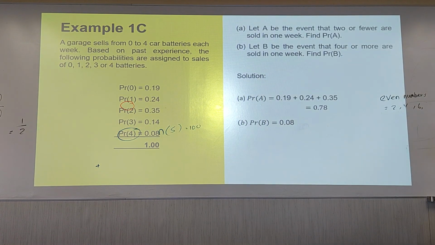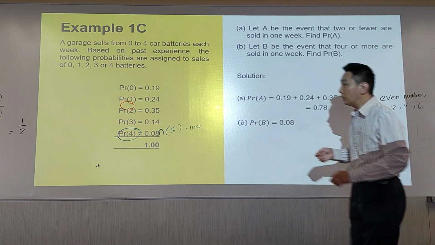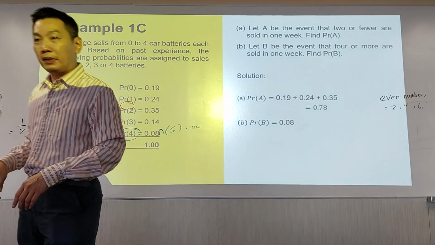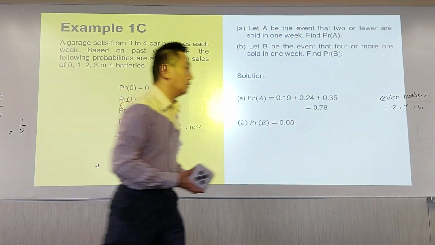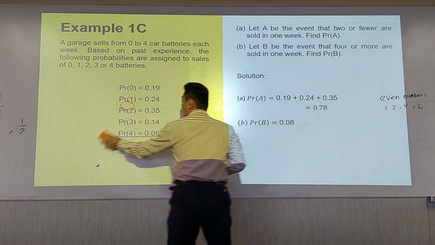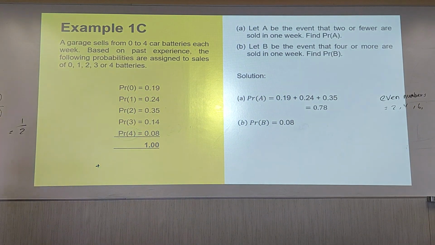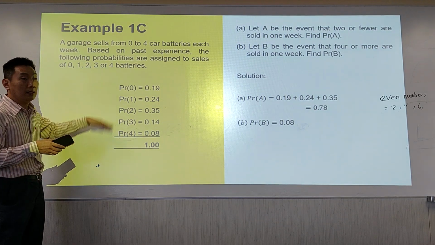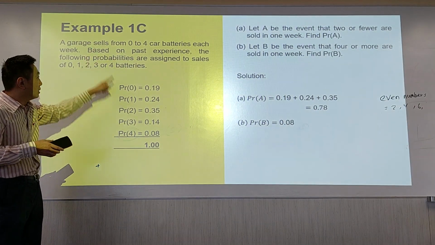Another example also applies the same concept. But now the probability values are given. So let us analyze the question first. This question is: a garage sells from 0 to 4 car batteries each week. Based on past experience, the following probabilities are assigned to sales of 0, 1, 2, 3, or 4 batteries. So we have to understand first the meaning of this information. So what's the meaning of this one?